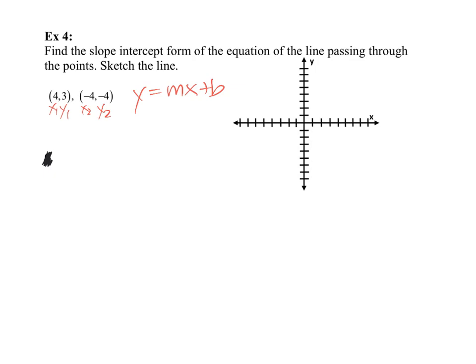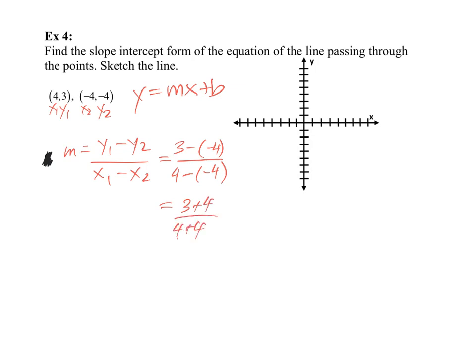All right. And then my slope formula is y1 minus y2 over x1 minus x2. Now, you could have just as well written y2 minus y1 over x2 minus x1, and you'll get the same result. Doesn't matter what order you have them in. Just be consistent with the ordering. Okay, so we have y1, which is 3, y2, which is negative 4. Be careful with those negatives. x1 is 4 minus x2, which is negative 4. All right, so I get 3 plus 4, and I get 4 plus 4, so I get 7/8.